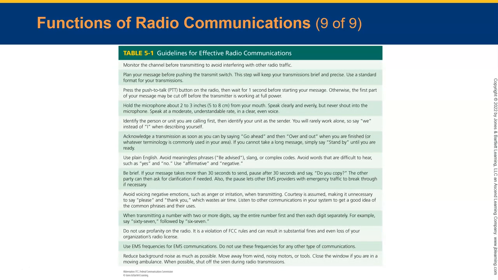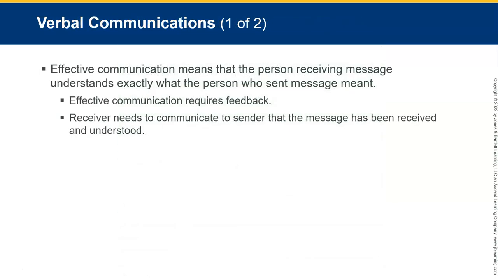So here's guidelines for effective radio communication. I'm going to let you guys read those at your leisure. I'm not going to read them to you. So effective communication means that the person receiving the message understands exactly what the person who sent the message meant. So it's very clear, it's very concise, they understand what I'm saying. Effective communication requires feedback. The receiver needs to communicate to the sender that the message has been received and understood. So you'll go back to them on the radio, depending upon how you speak at your station, but that message is received, or 10-4, loud and clear, copy, whatever.